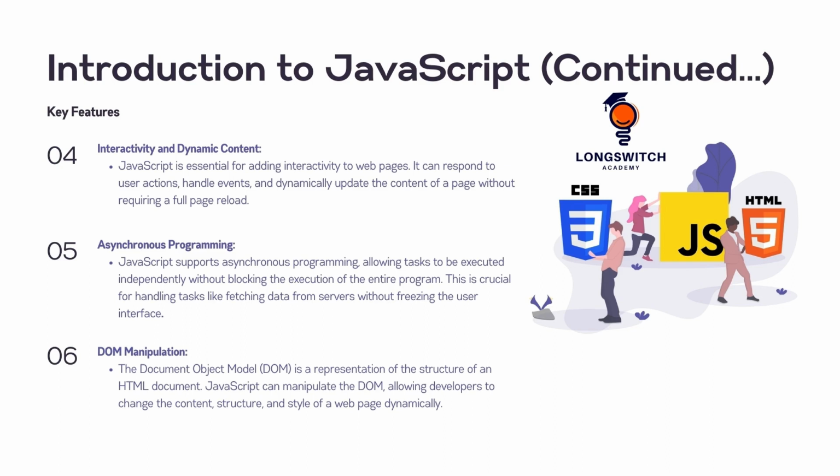The sixth key feature of JavaScript is DOM manipulation. JavaScript's prowess in manipulating the document object model, DOM, empowers developers to alter the structure, content, and style of web pages dynamically. This capability is essential for creating interactive interfaces that respond to user interactions. JavaScript's seamless integration with the DOM enhances its role in shaping the visual aspects of web development.